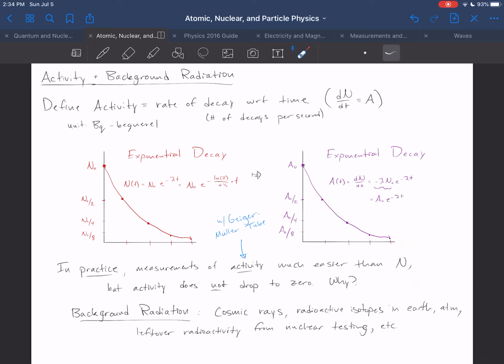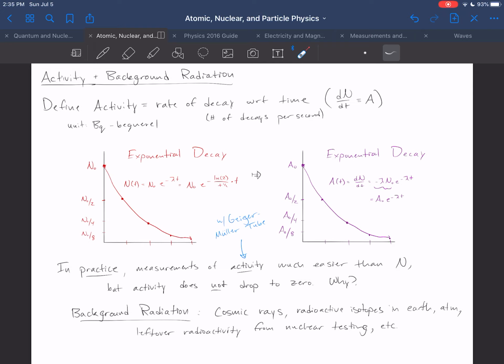So one thing to note, though, is that if you're measuring the activity, what you measure does not actually drop to zero in the way you expect exponential decay to do. At a particular point, almost no matter what, you will see that it flattens out at a certain level above zero. Now, why is this? It's because everywhere you have background radiation. There are a number of sources of radioactivity, radioactive decay, and radiation that will affect your measurements with a Geiger-Müller tube or Geiger counter.